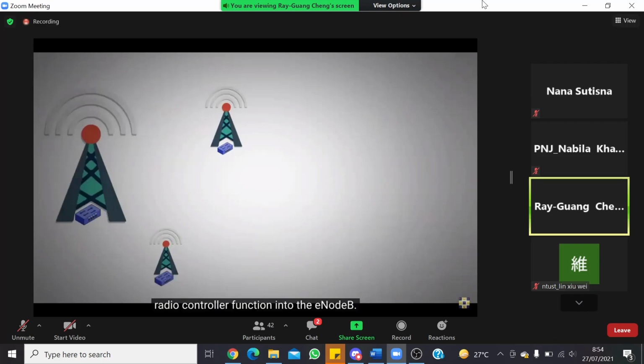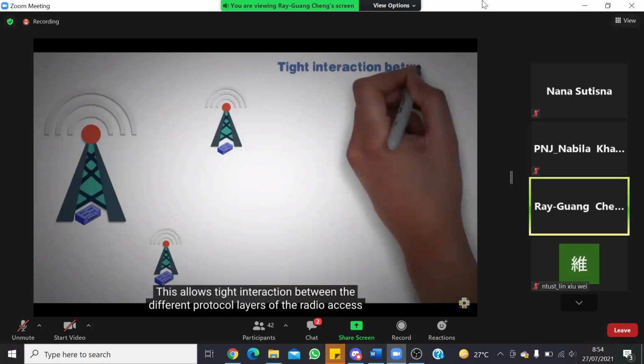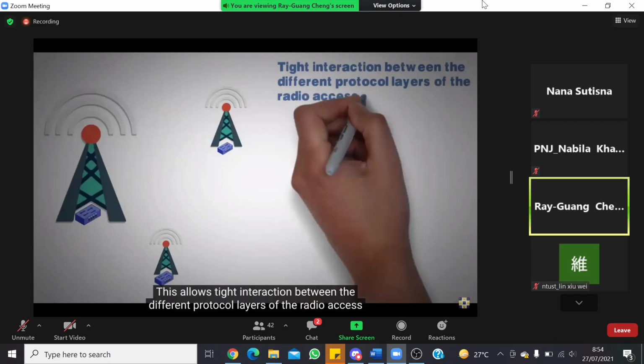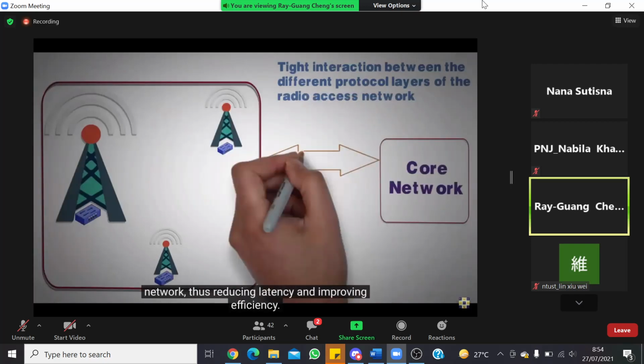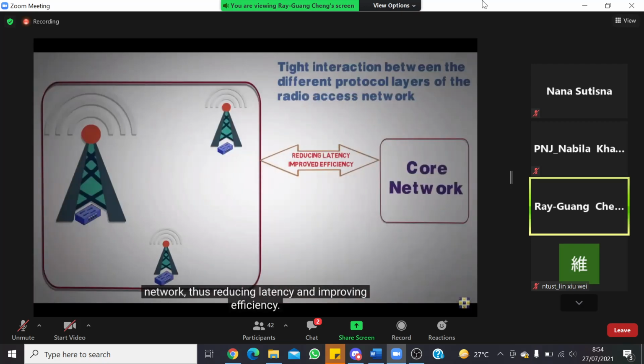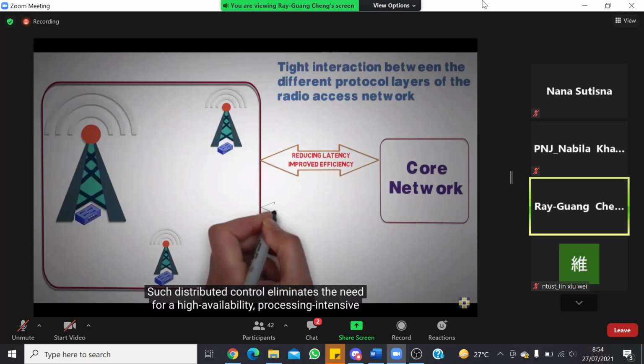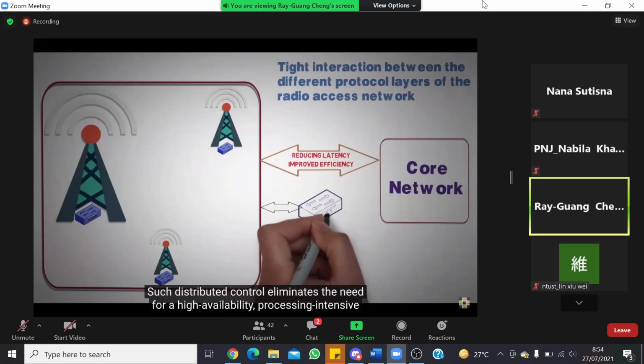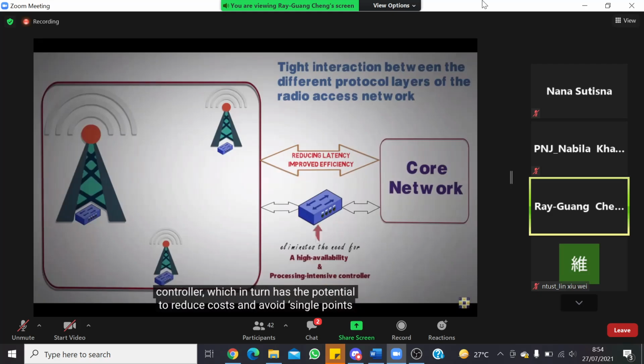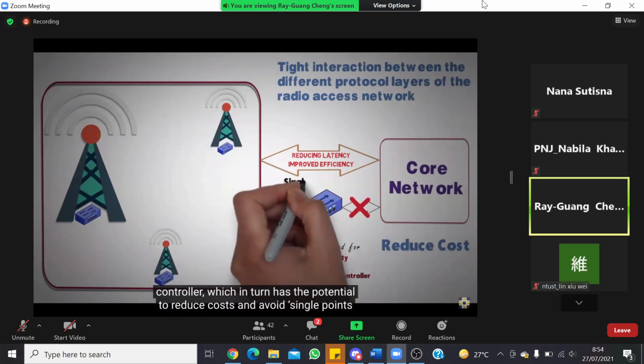Now, as mentioned earlier, unlike the previous generation technologies, LTE integrates the radio controller function into the eNode B. This allows tight interaction between the different protocol layers of the radio access network, thus reducing latency and improving efficiency. Such distributed control eliminates the need for a high availability, processing intensive controller, which in turn has the potential to reduce cost and avoid a single point of failure.